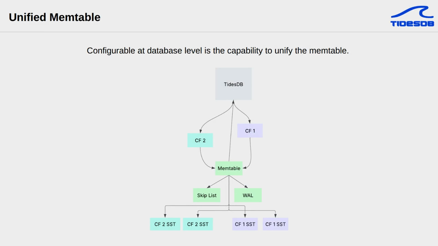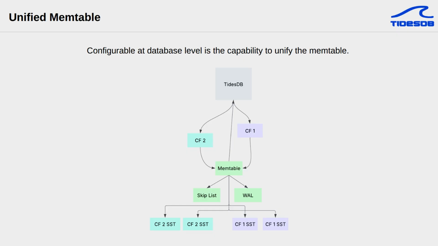So I mentioned before that each column family can have its own memtable, but there's a mode in TidesDB where at the database level you can configure a unified memtable. At the database level you'll have one memtable, one skip list and one write-ahead log, shared between multiple column families, as opposed to multiple column families using multiple log files. So instead of n separate WAL files, it essentially cuts I/O linearly.